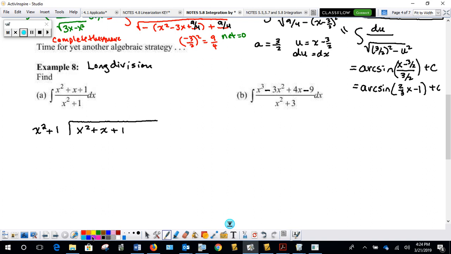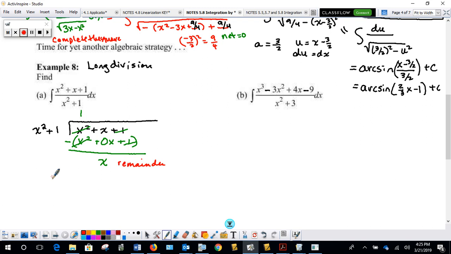So just reminding you of long division, x squared goes into x squared one time. You multiply x squared plus 0x and then plus 1. We are going to subtract. When we subtract, these two terms cancel. This term and this term cancel, and I'm left with x. This is my remainder because the degree of this is smaller than the degree of this.